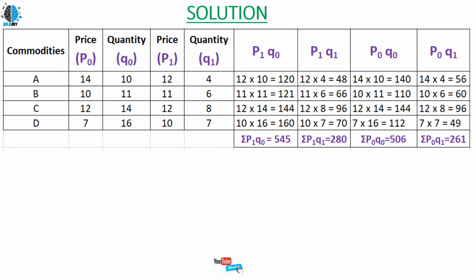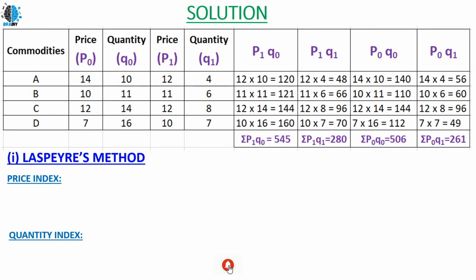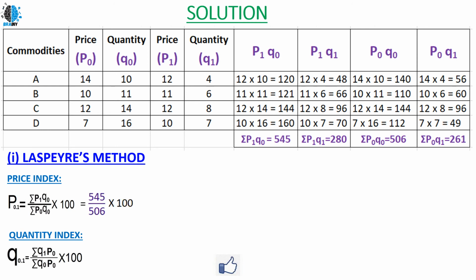Now I am going to start with the first method, that is the Laspeyres method. Under the Laspeyres method, let's see the price index and quantity index. We know the formula: Laspeyres gives the weight to the base year, so we have P1 Q0 divided by P0 Q0, into 100. Here P1 Q0 is 545 and P0 Q0 is 506. If I divide these two and multiply by 100, the final answer is 107.7.